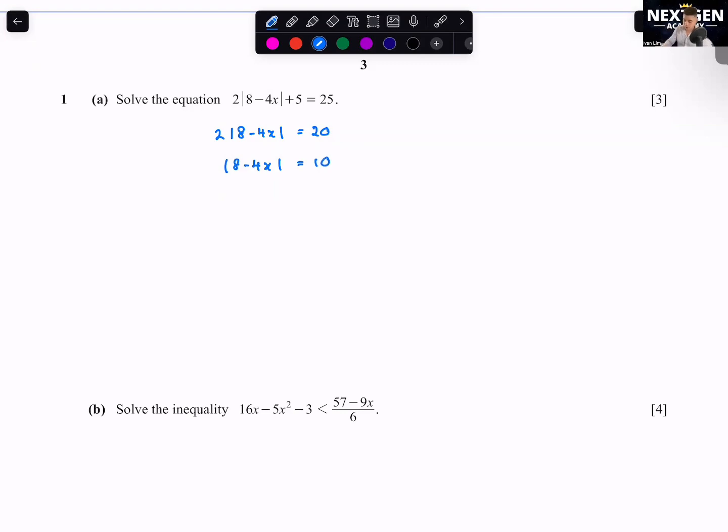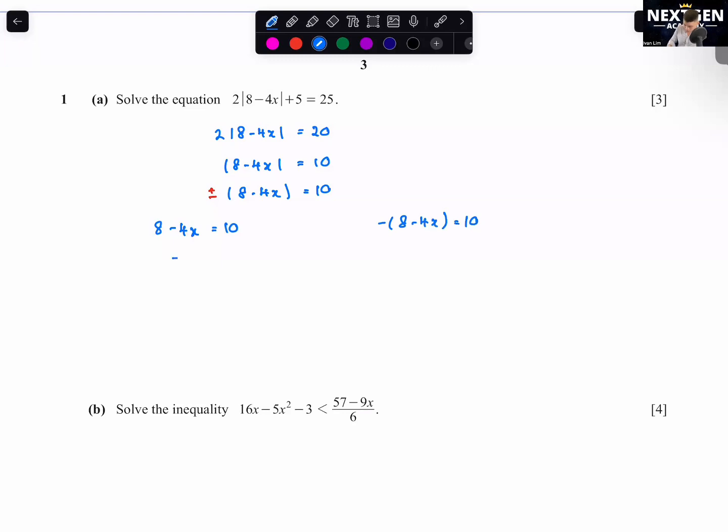However, if you open up here plus minus, it's not wrong also, can do also. Same thing, you get the same answer, just that because you're doing plus minus, you have to be careful. So I like to do it like that. Always move the modulus to one side first, leave it at one side, then the rest just shift to the other side. Now you're going to open it, put a plus minus here, 8 minus 4x equals to 10. We split into 2 different equations, one for the positive, one for the negative.